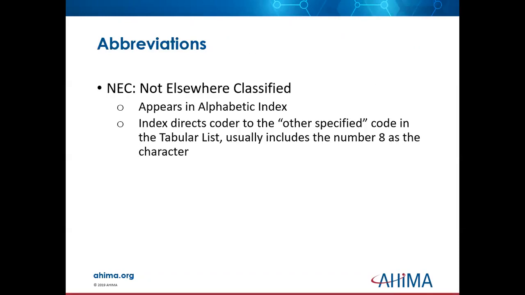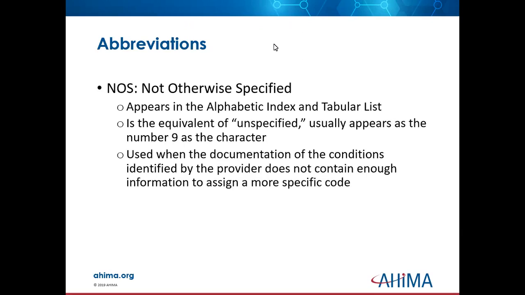Some abbreviations that you'll see are NEC. This means not elsewhere classified. So this is directing the coder to use the other specified code in the tabular that usually includes the 8 as a character. Not otherwise specified appears in both the alphabetic and the tabular. It's the same thing as unspecified, which is always represented with the number 9 as the character.